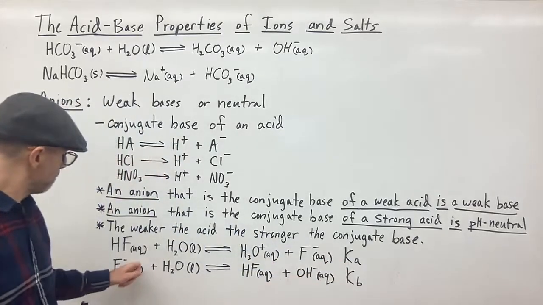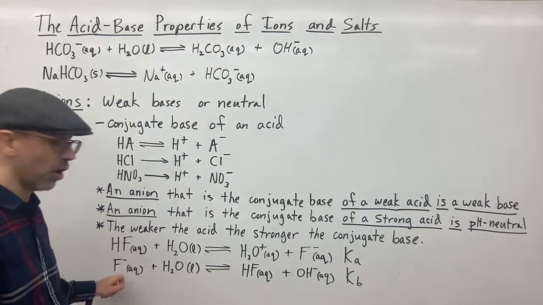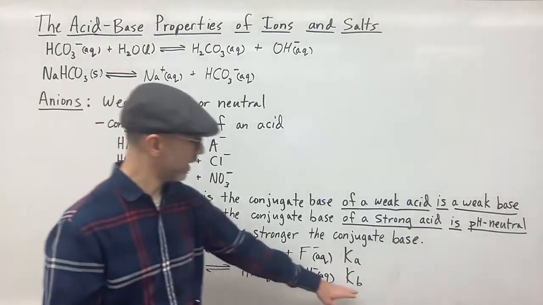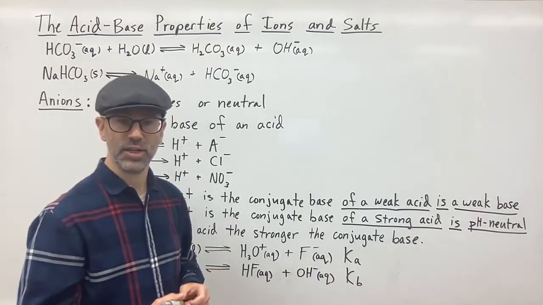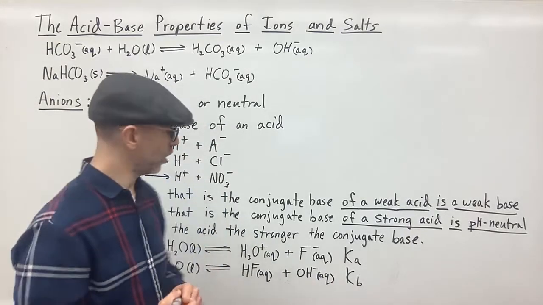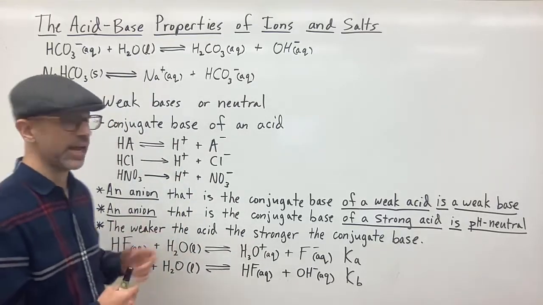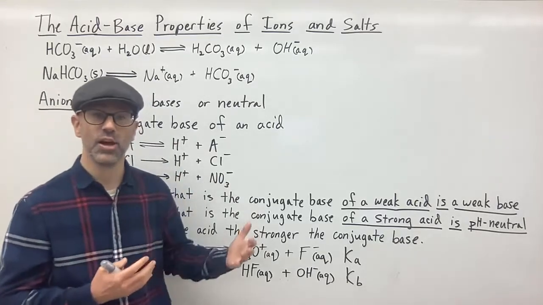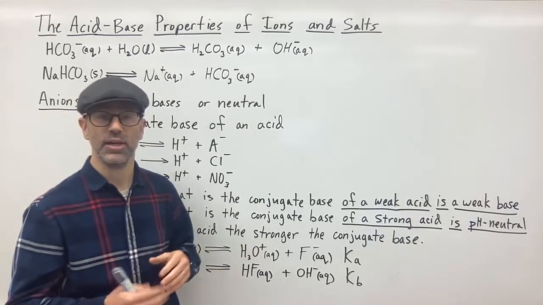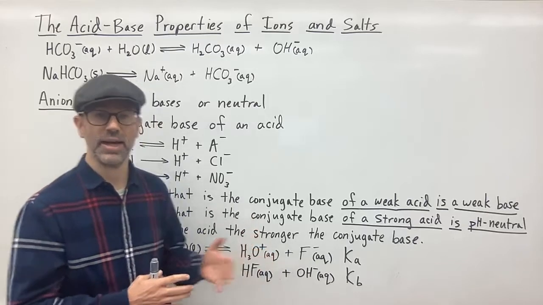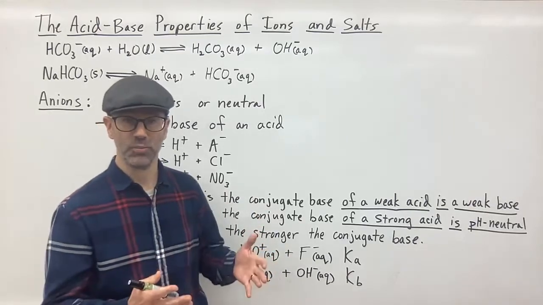So the anion of the weak acid is also a weak base, and therefore is going to have a Kb, or base ionization constant. That is how we can understand why some of the anions from acids are going to act as bases and some are not going to act as bases but are going to be pH neutral. So I hope this helps.